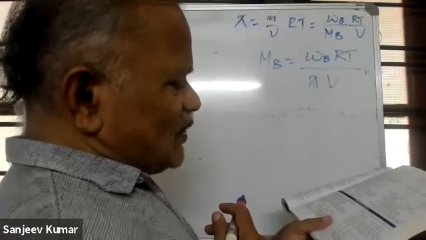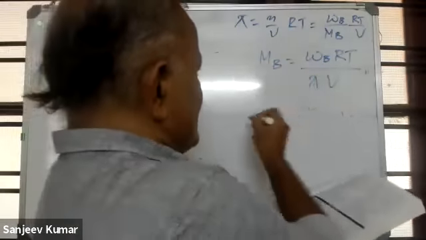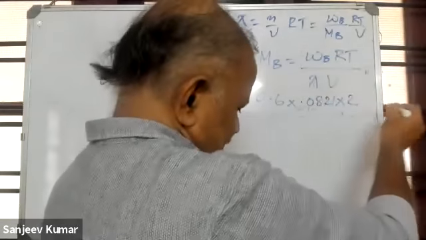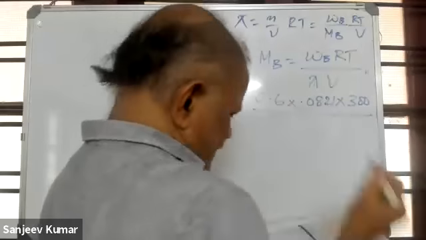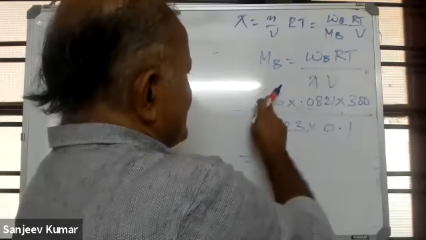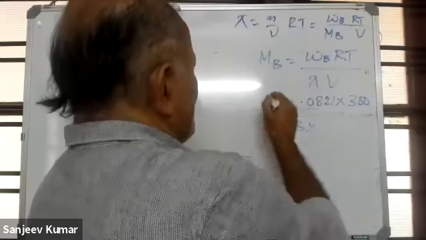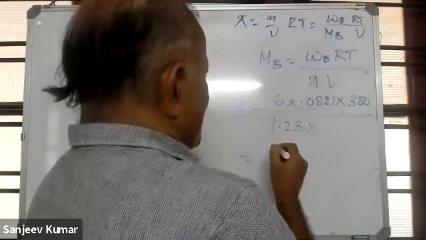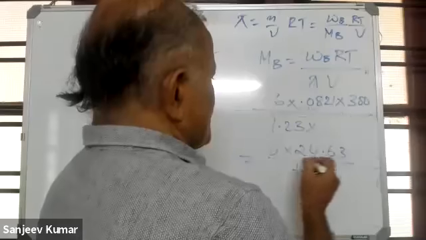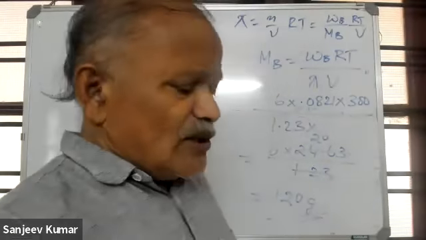0.6 gram of a solute is dissolved in 0.1 liter of a solvent which develops an osmotic pressure of 1.23 atmosphere at 27 degrees Celsius. The molecular mass of this? It is the same question. Wb is 0.6. R's value is 0.0821. 27 degrees means 300 Kelvin, divided by osmotic pressure 1.23 and volume 0.1 liter. Doing this, 0.0821 into 300 gives 24.63. So 6 into 24.63 by 1.23. 24.63 by 1.23 is 20. 6 into 20 is equal to 120 gram. The molecular mass is equal to 120.